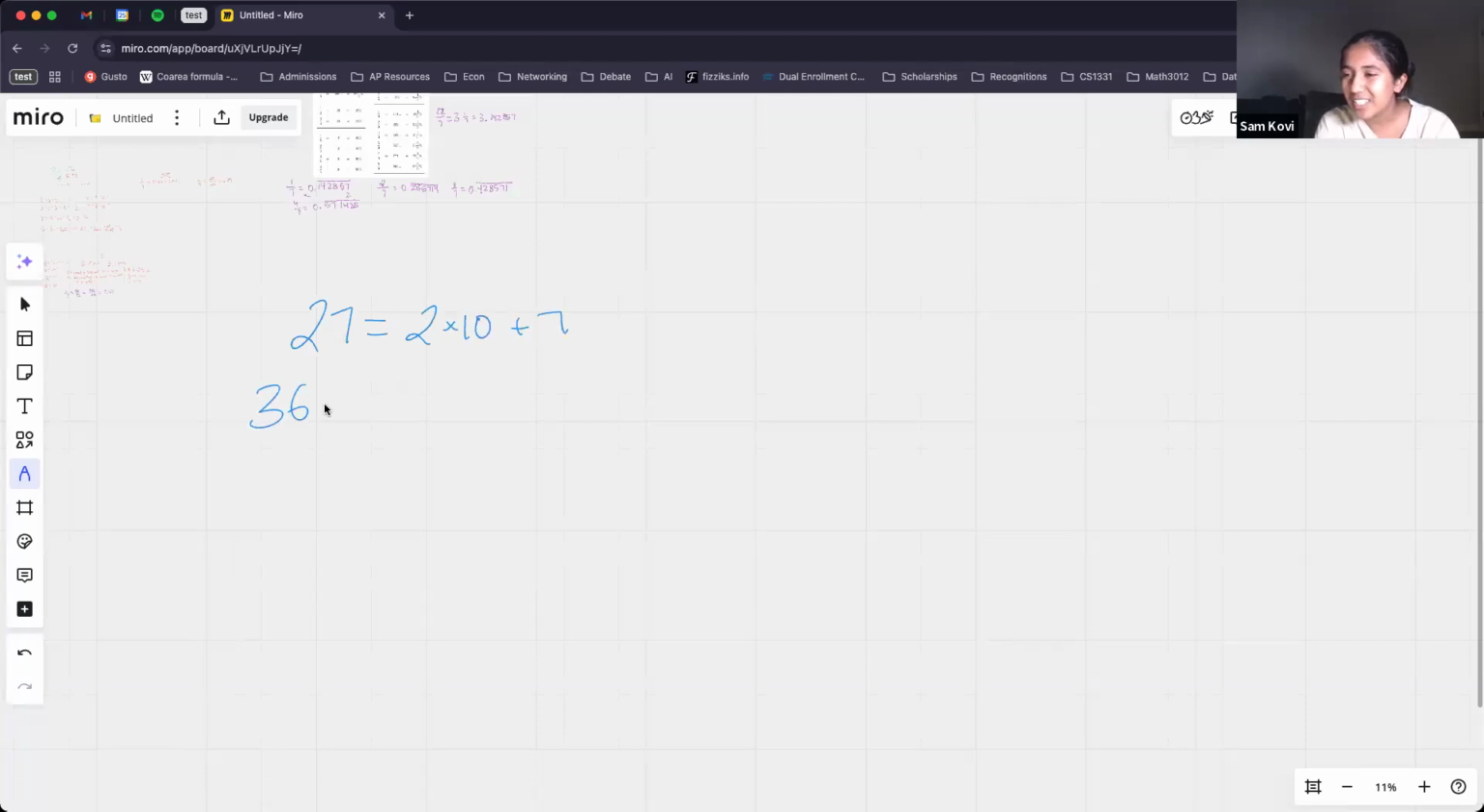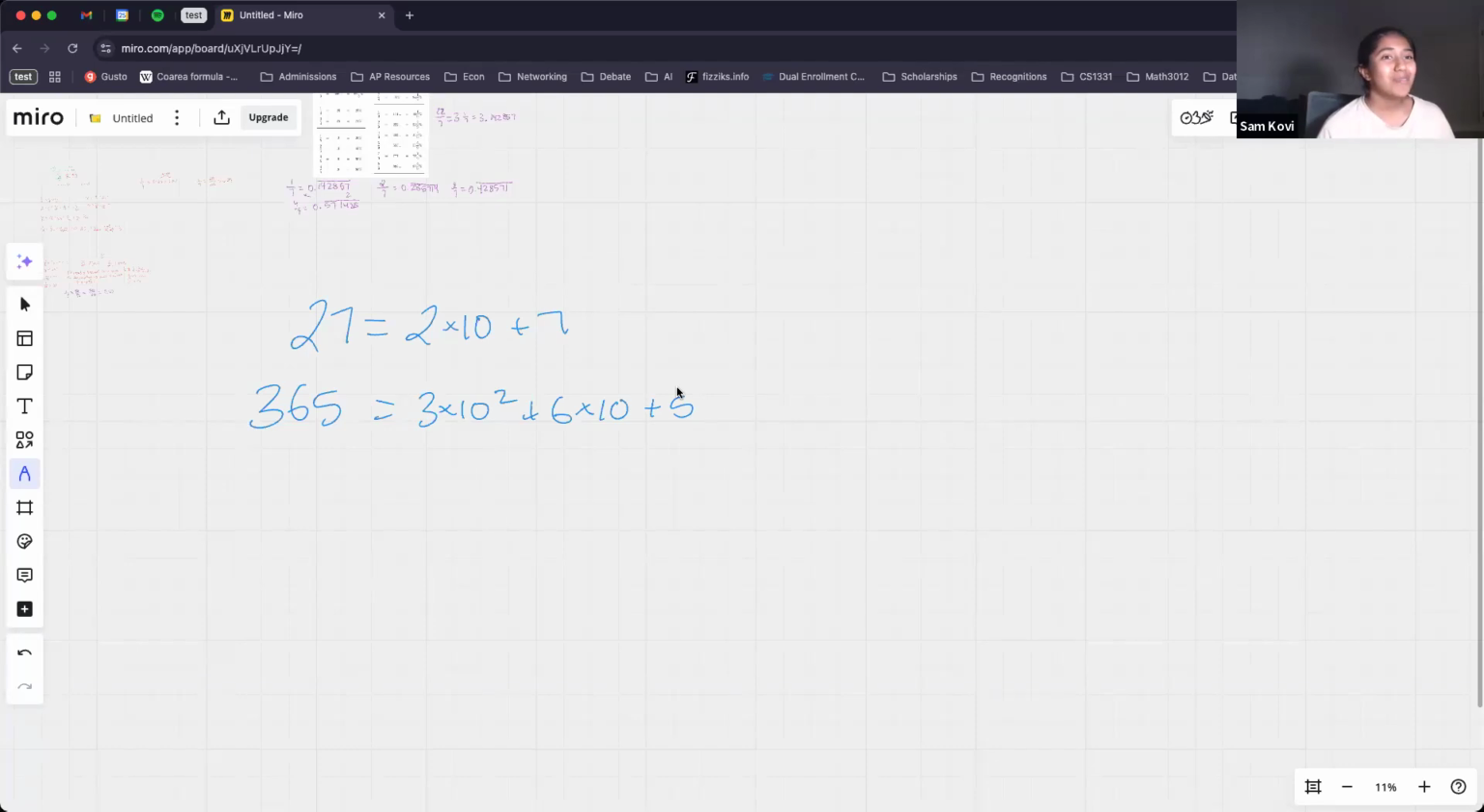Now, what about 365? How can I write that in terms of place values? Yeah, I can do 3 times 100, or 3 times 10 squared, plus 6 times 10 plus 5. And so what we're doing here is breaking the number apart into its place values. We work in base 10, so our place values are powers of 10. But we can work in other bases as well.